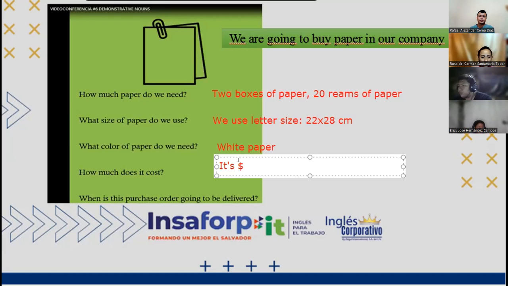I'm sorry? $8. $8 each rim? It's $8 per rim? Boxes. In total. $8 por las cuatro cajas de 20 resmas de papel? No.